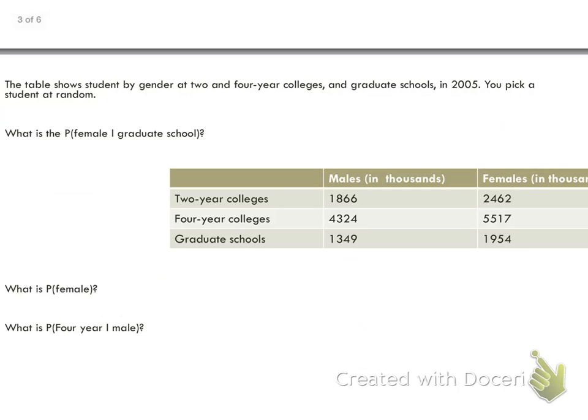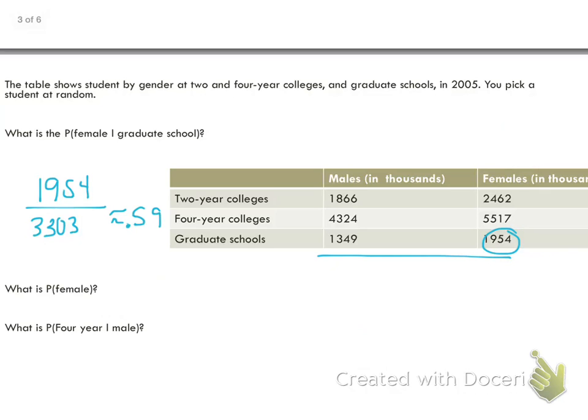Okay, so first off, what is the probability that they are female and they are in graduate school? So I match where there is female in graduate school. And I want the total out of the entire graduate school. So I want to add these two together to get 3,303, which would be roughly 0.59 or 59% of the females are in graduate school.